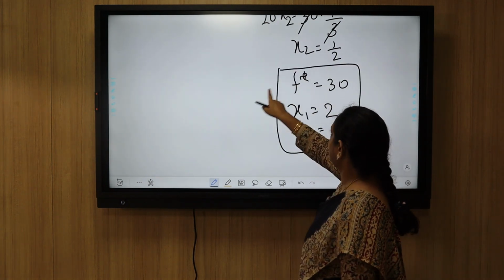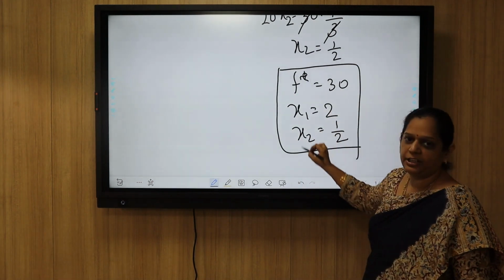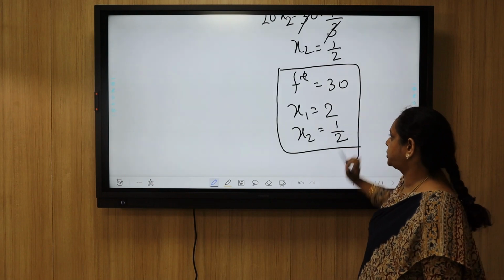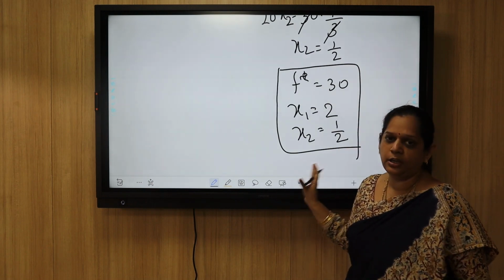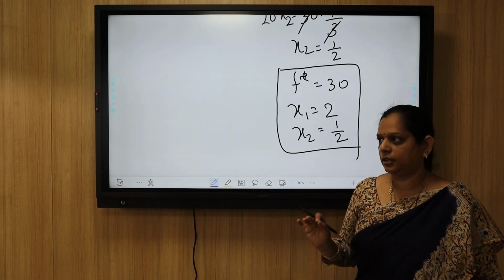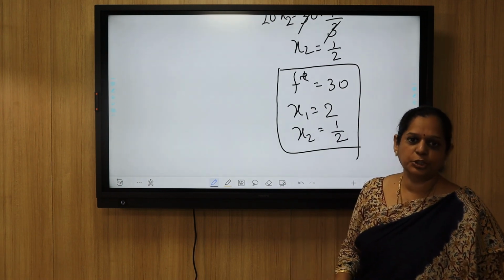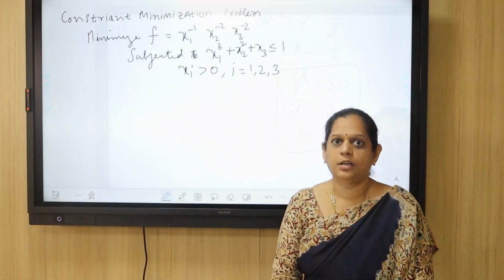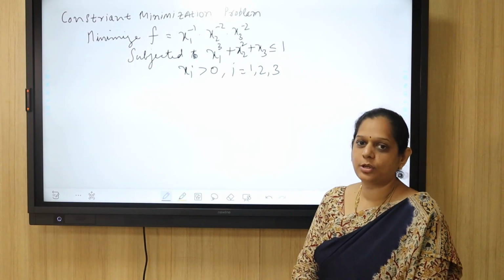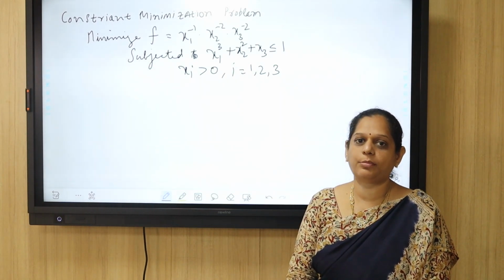You have to find the optimal value, and then the design variables x1, x2. This is the solution for your unconstrained minimization problem by using the geometric programming method. Now we will see how to solve the constrained minimization problem by using the geometric programming method.